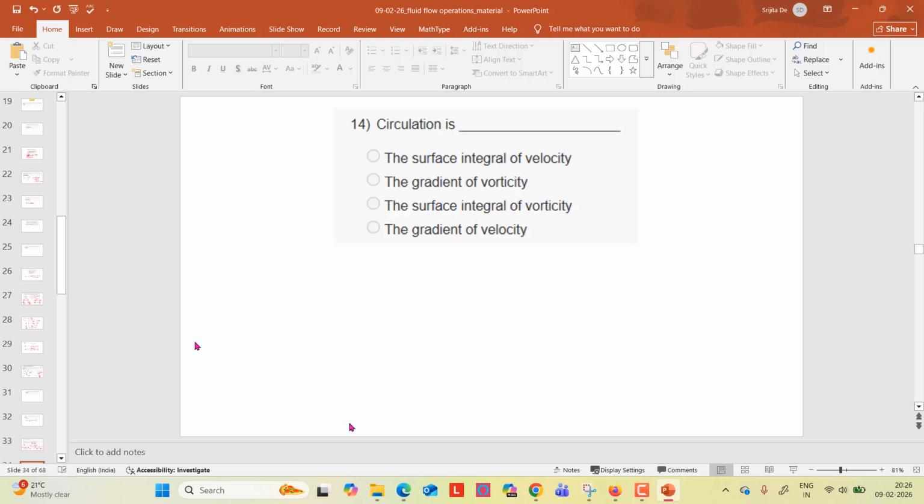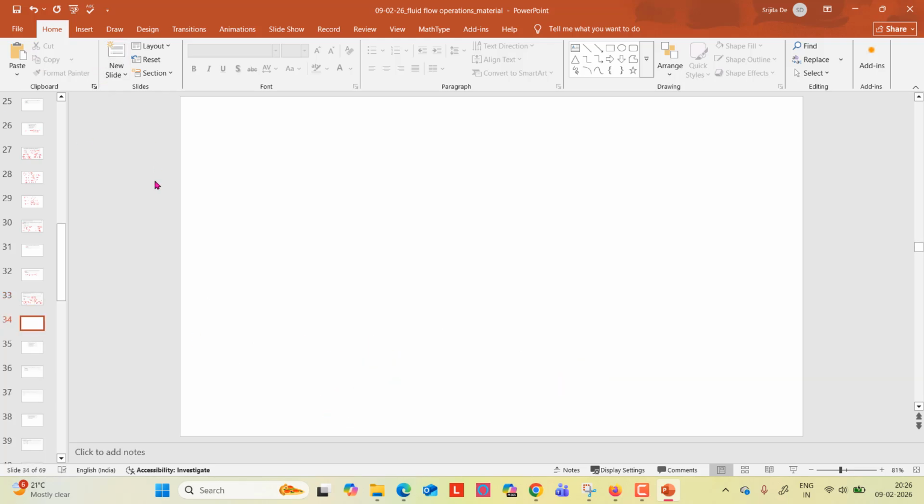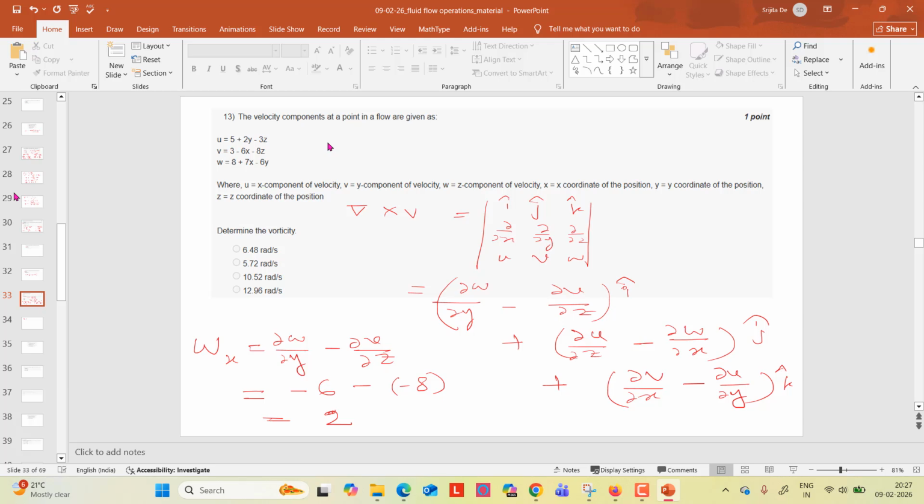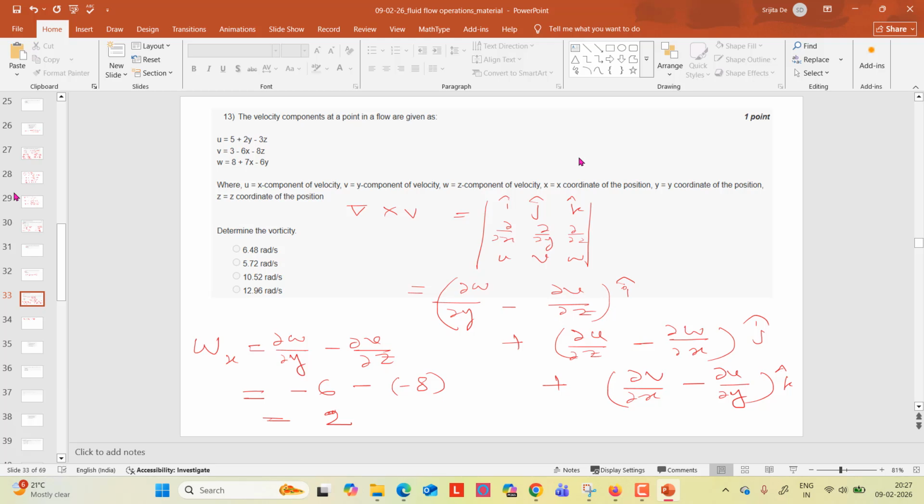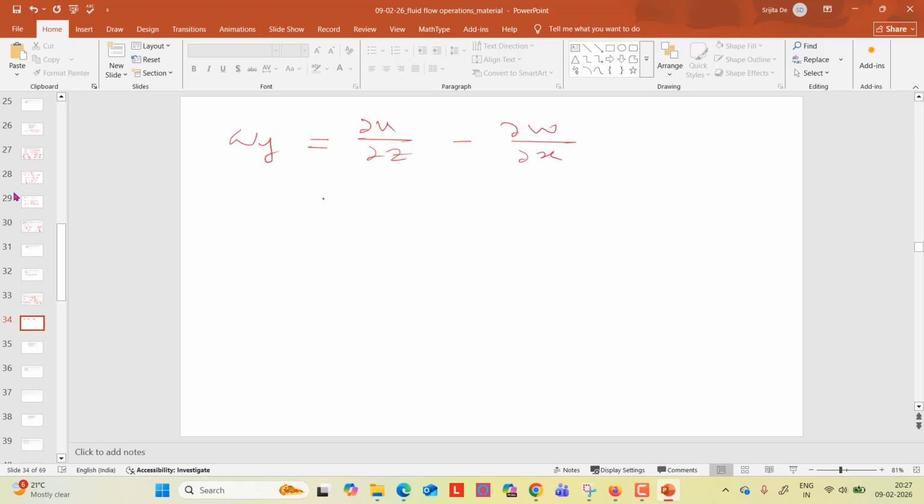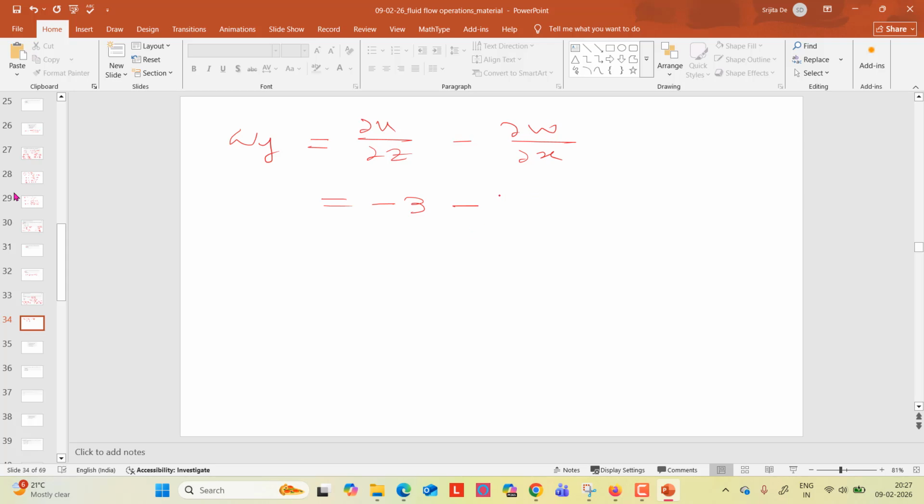Next, vorticity y component is del u del z minus del w del x. Del u del z means minus 3, minus del w del x is plus 7. So it is minus 10.